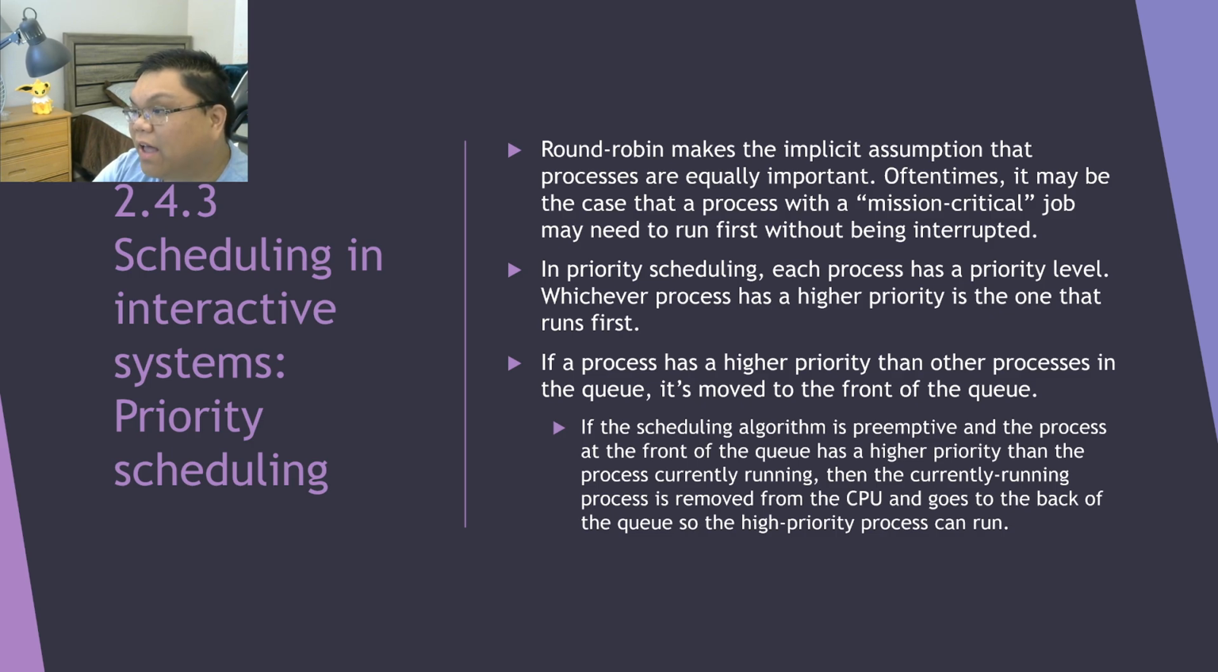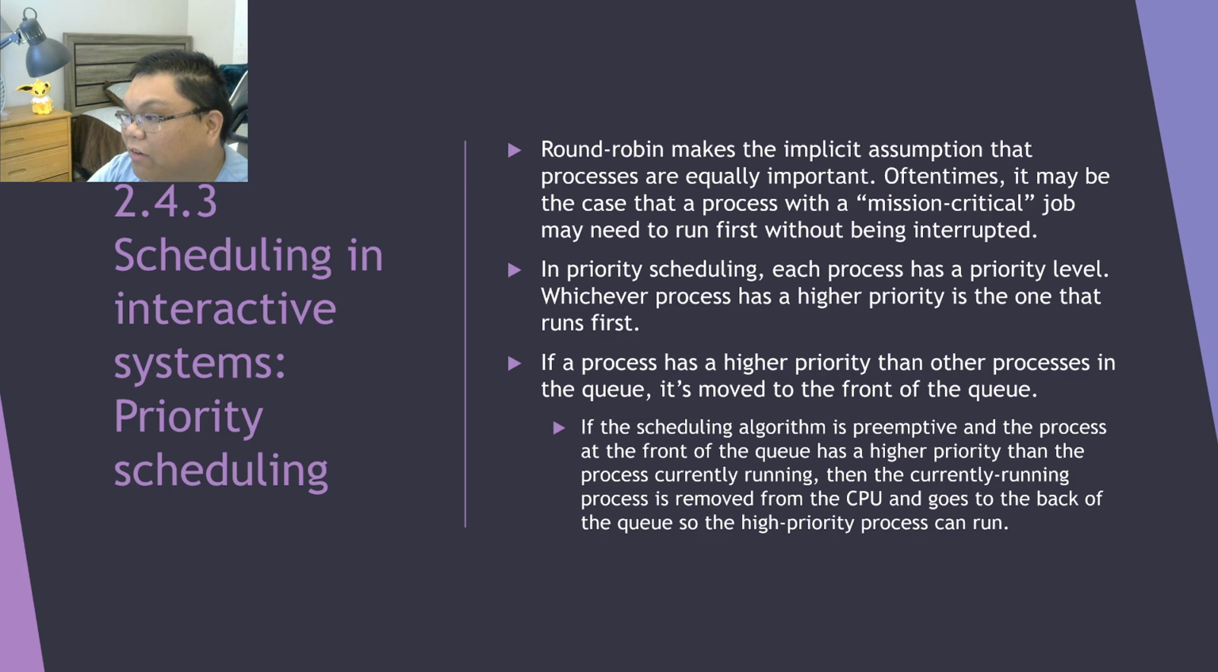This is what priority scheduling does. Let's say we have a queue full of processes waiting for their turn on the CPU. A higher priority process comes in. It has a higher priority than all other processes in the queue. It goes to the front of the line. And we can do this using what's called a priority queue. This is a data structure we can use to implement priority scheduling.